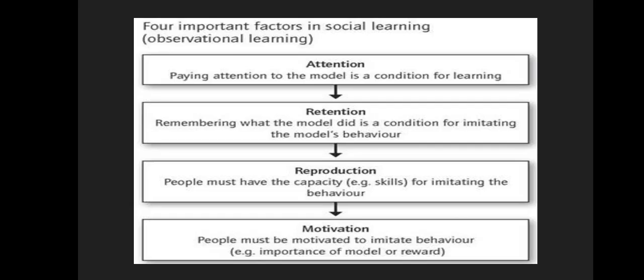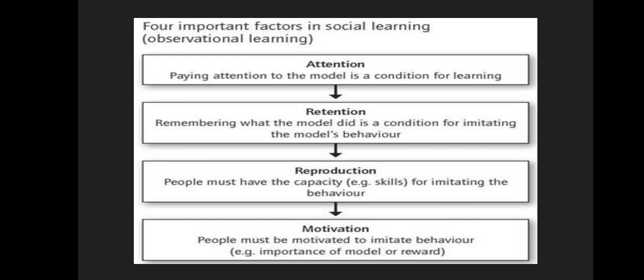So now there are four important factors in social learning by observational learning. First, there's a need of attention. Paying attention to the model is a condition for learning. So before a student learns something, he must pay attention. He must look at the model. If the model is the teacher or his fellow students, he must give attention to that model.